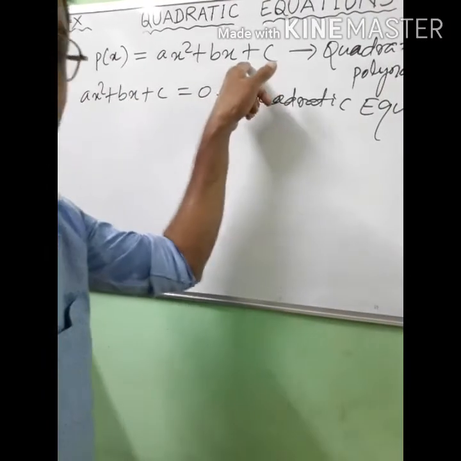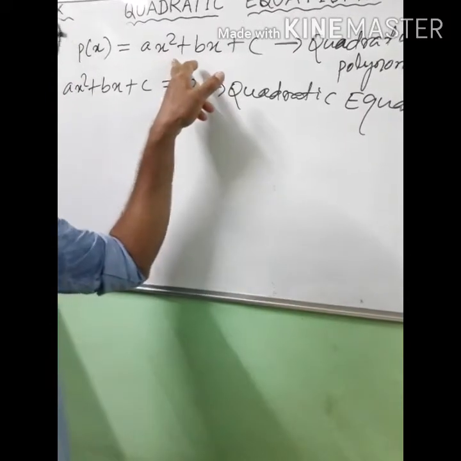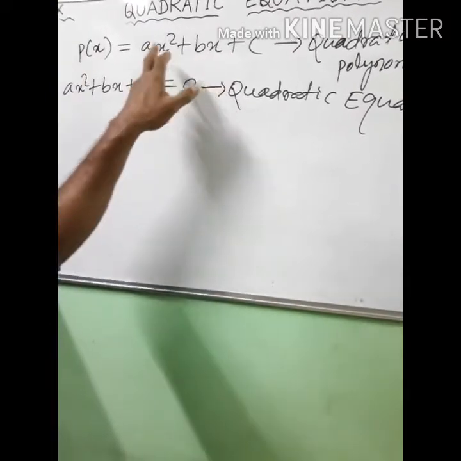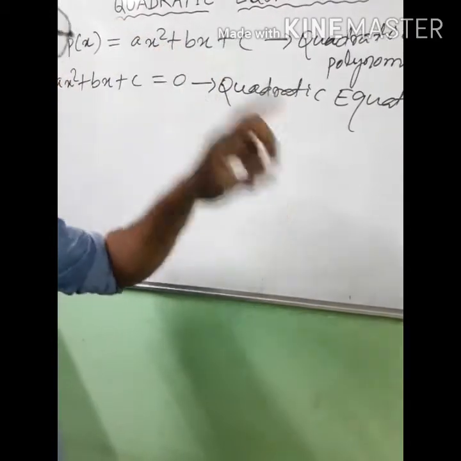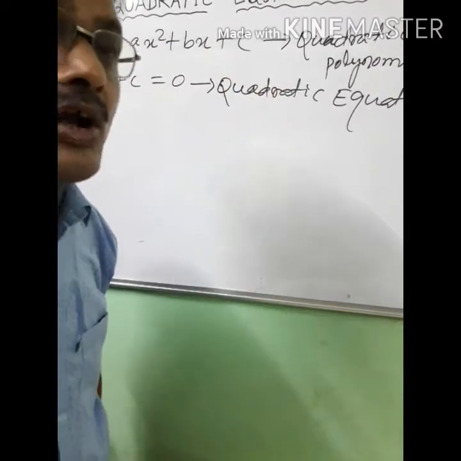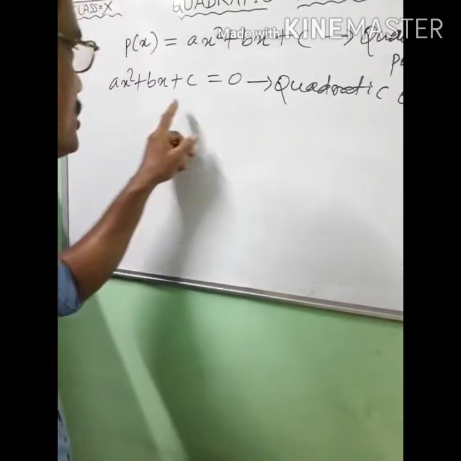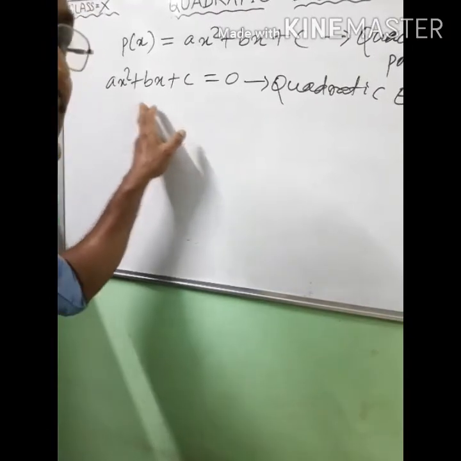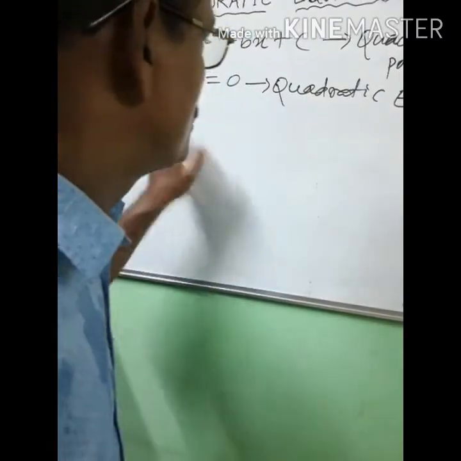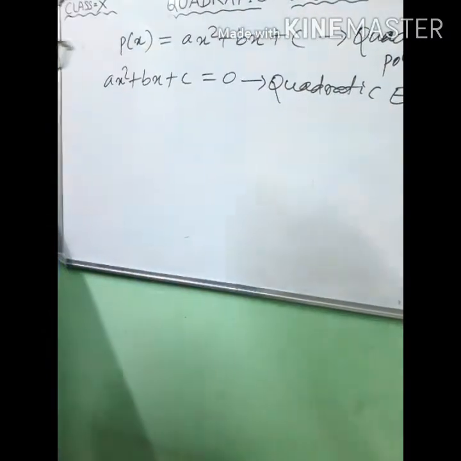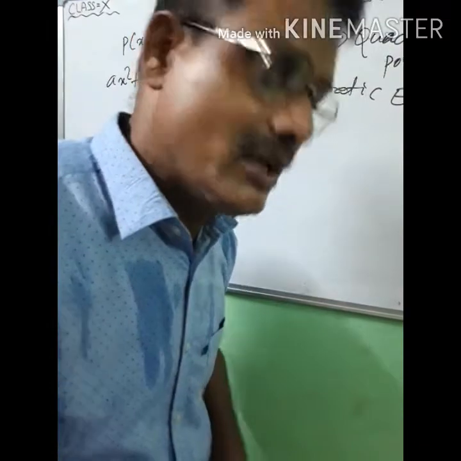In quadratic polynomials, we have to find two values of x. These are called two zeros. Two values of x of a quadratic polynomial are called two zeros of a quadratic polynomial. Whereas we have to find two values of x in quadratic equations. These values are called two roots. Two values of x in a quadratic equation are called two roots of a quadratic equation.